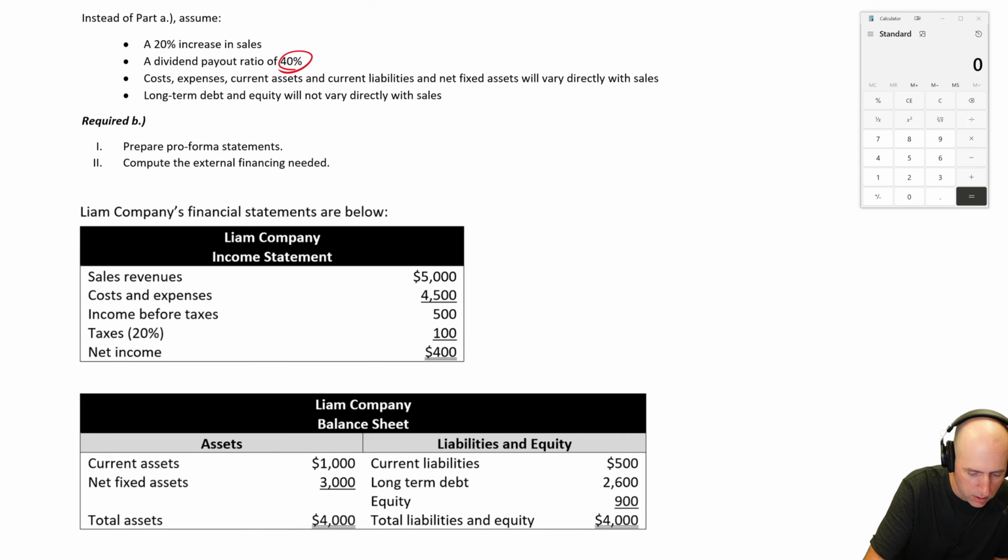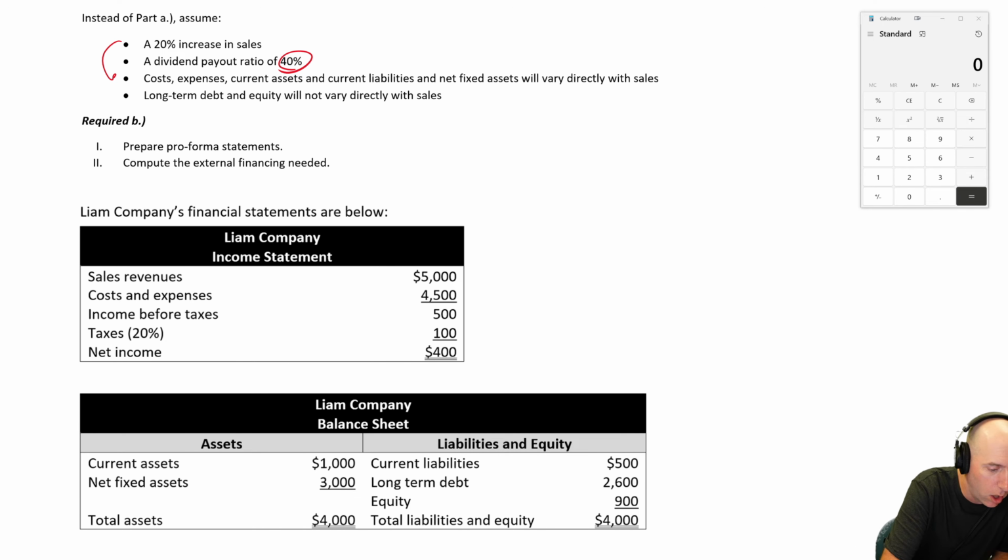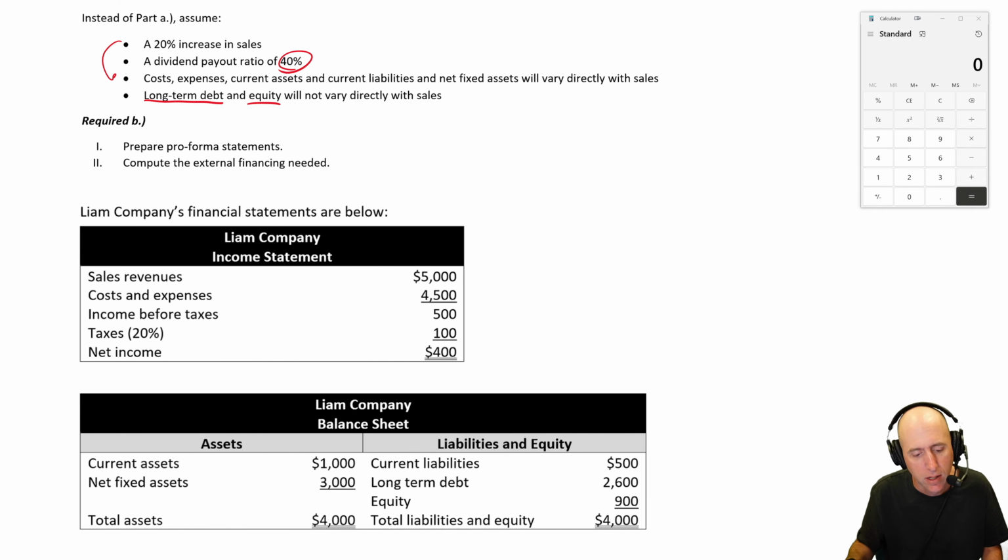Costs, expenses, current assets and current liabilities, and net fixed assets will vary directly with sales. Okay, so as we're projecting a 20% increase in sales, all of our costs and expenses, current assets, current liabilities, and fixed assets are going to just go up by 20%. Long-term debt and shareholders' equity don't vary directly with sales. Okay, so it's a different task we've been assigned here. Same task, but they've given us different information, I suppose. Let's see if we can solve it.